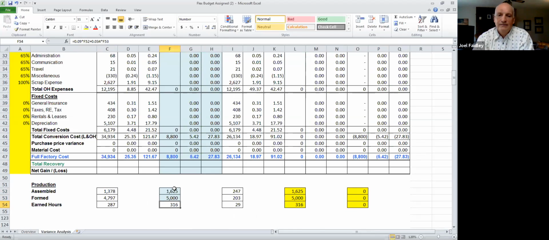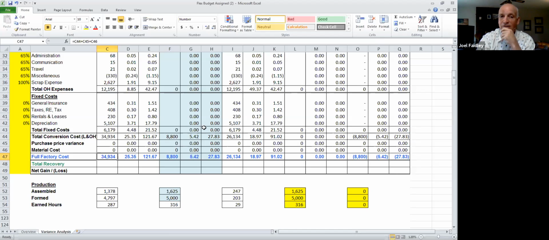So you can see, in essence, my earned hours have gone up. I've actually earned 316,000 earned hours versus a budget of 287,000. So that's an increase, right? The whole point of this spreadsheet is, well, what should my budget have been? You know what the static budget is? It's right here. My static budget says I've got $34,934,000 for that production plan, 1,378,000 and 4,797,000 of assembled and formed, with earned hours of 287.